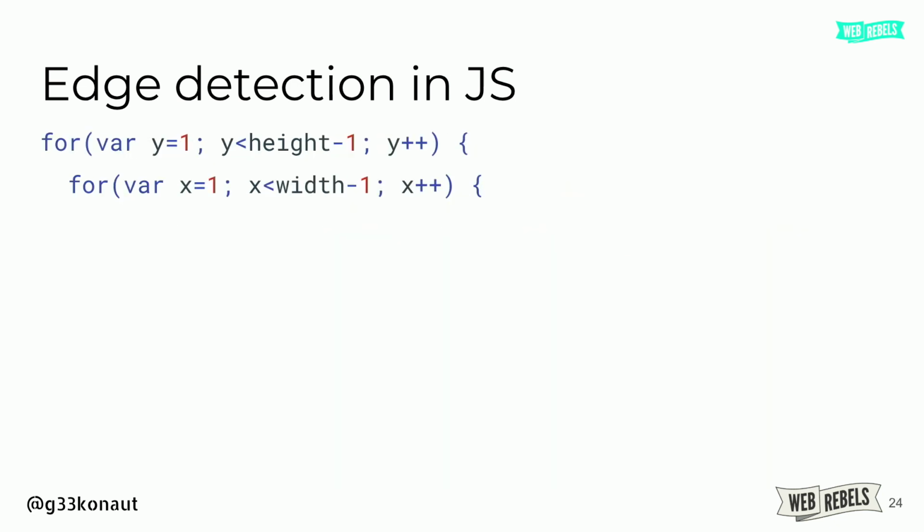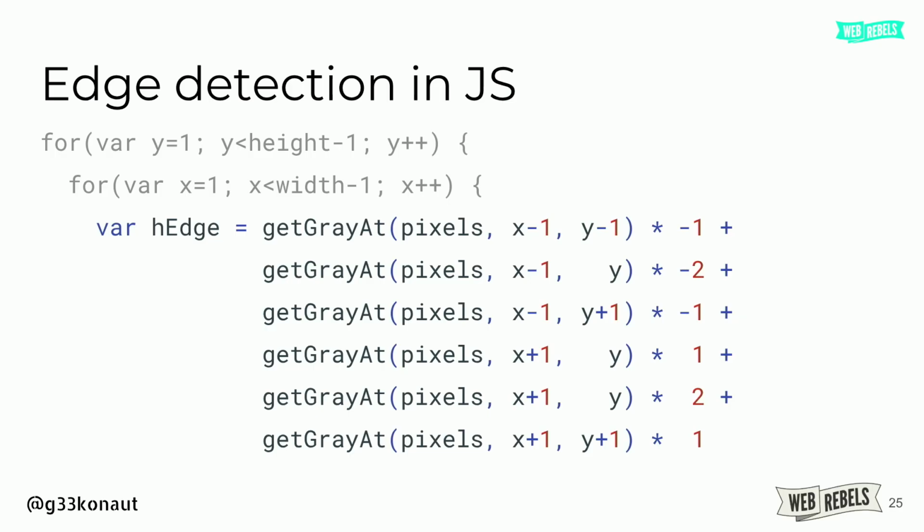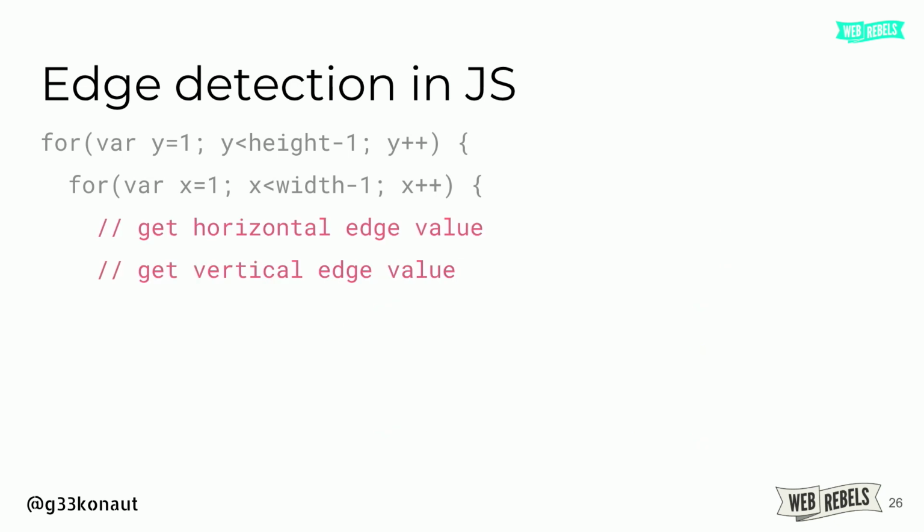So we have to go through all the pixels, right? We want to find edges in all the pixels, potentially, so we have to loop through all of them. Then we have to get the grayscale value for each of these 6 pixels that we have to look at, and weight them as the Sobel operator does. So here you see the familiar -1, -2, -1, 1, 2, and 1 again. And these represent the pixels around the pixel that we try to figure out if it's an edge pixel or not.